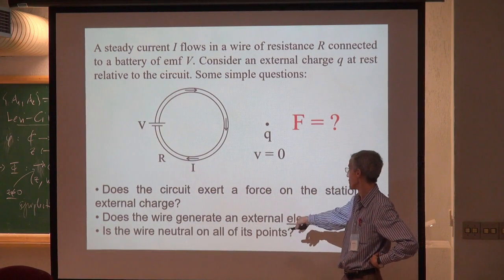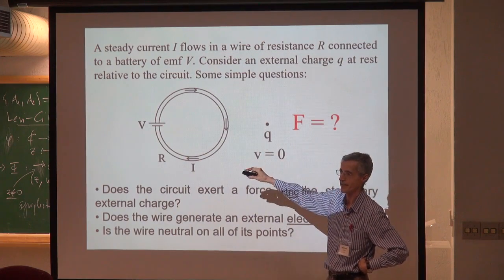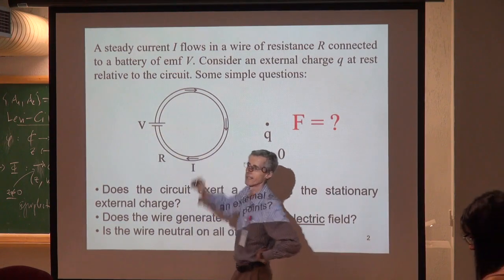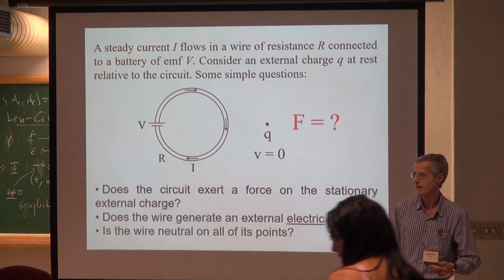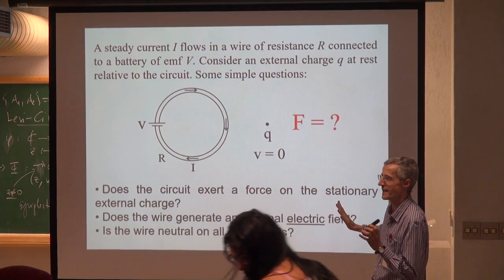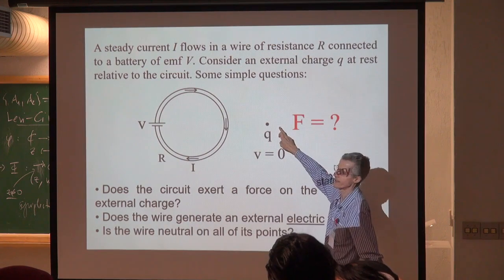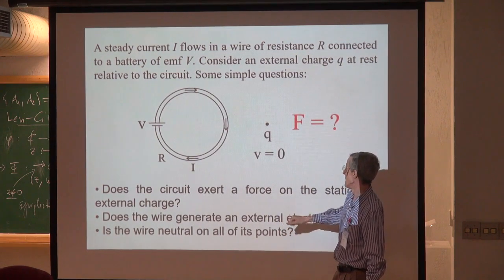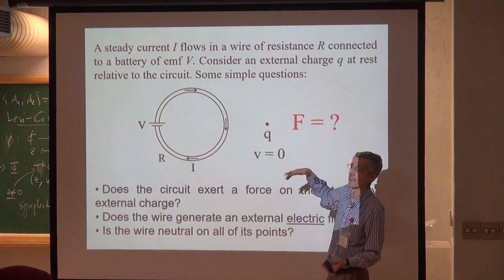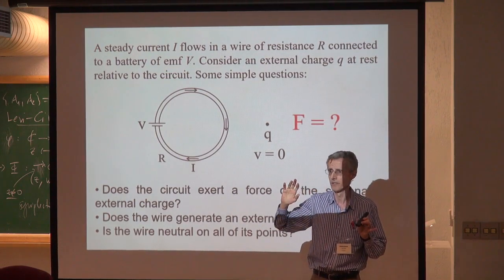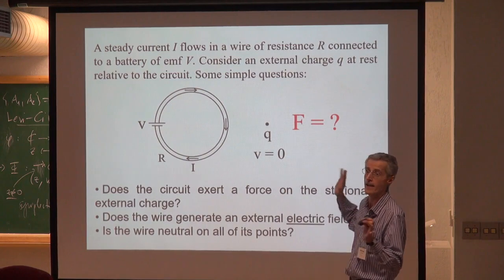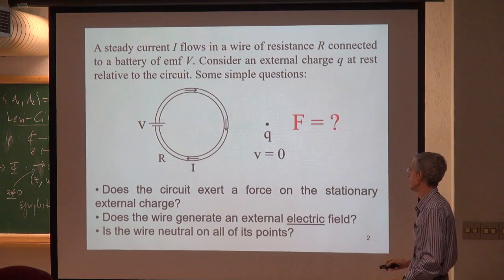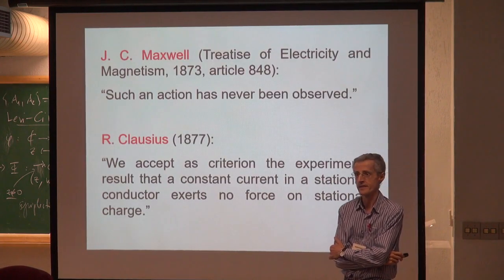Is the wire neutral on all of its points? Because we know that there are charges inside the battery. But what about the other points of the wire? So, these are the questions. What is the force acting on this stationary charge? It is at rest. Does the wire generate an electric field, not magnetic field? And is the wire neutral or not? Okay? Very simple questions. I give some answers here.